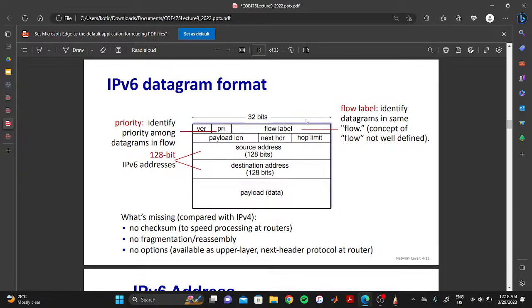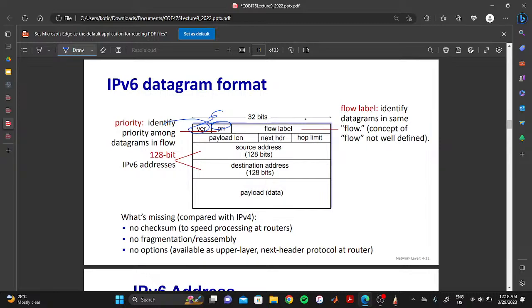So this is the IPv6 format. It's very simple. Version: this is 6. Priority: it identifies datagrams among a flow. Now, this is important. What is a flow?